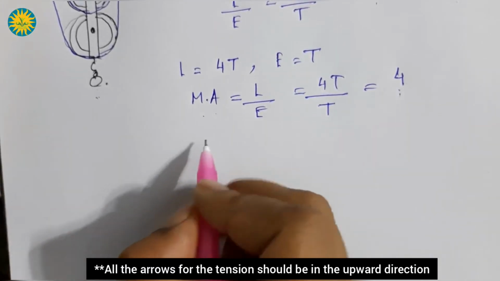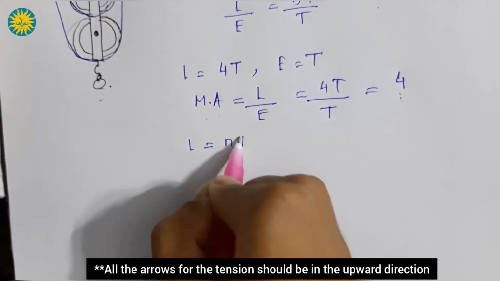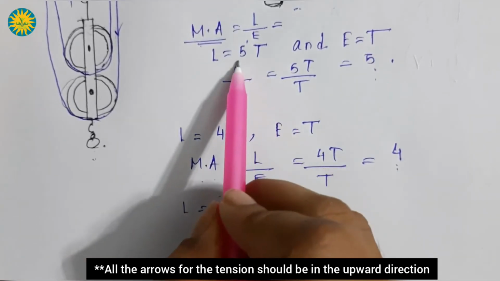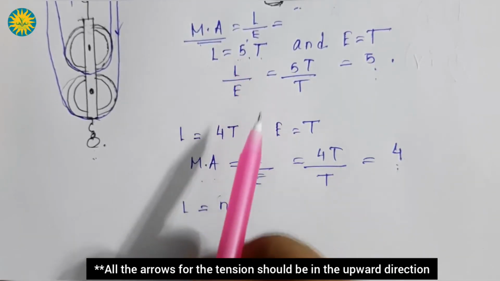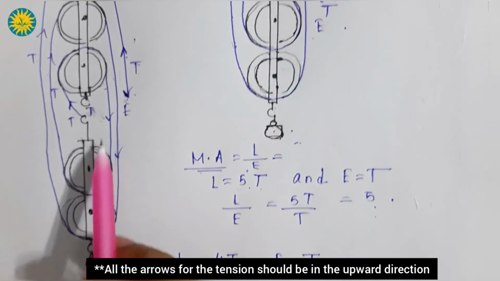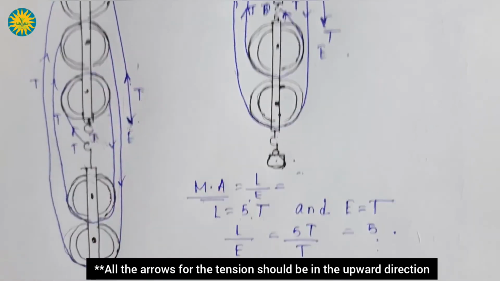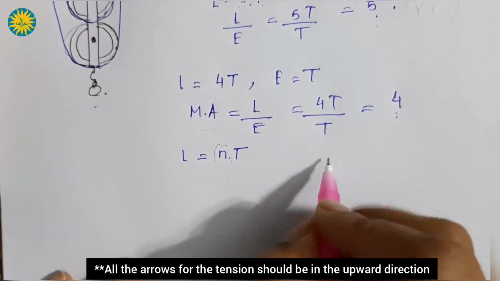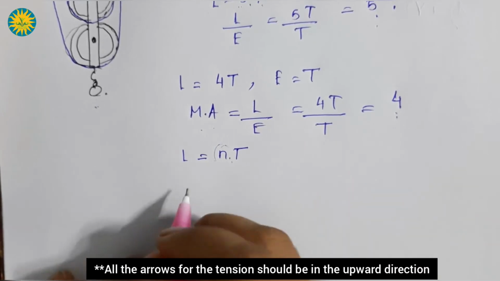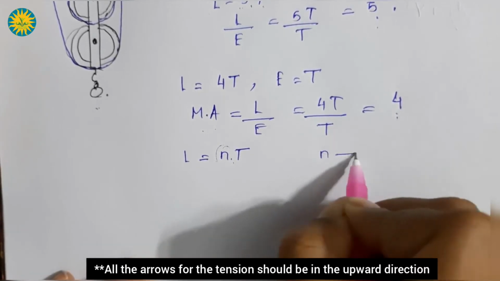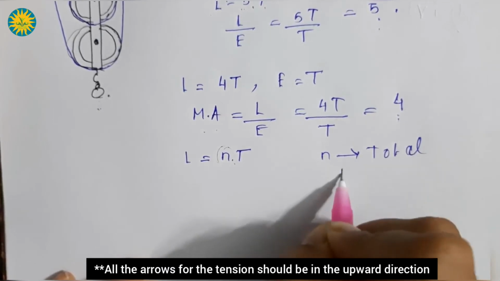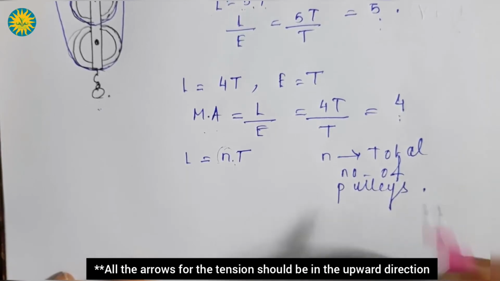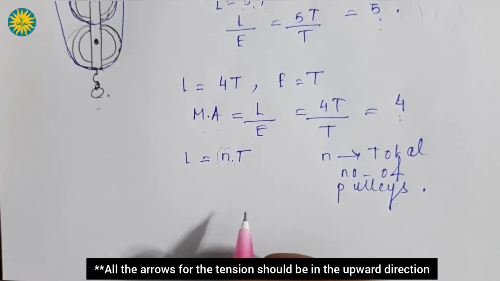See, if you say that L equals NT, suppose N is your total number of pulleys. Now you see over here L equals 5T. So your 5 was what? Total number of pulleys for this one. So here you can write N. N is actually your total number of pulleys. For the first case my total number of pulleys was 5 and for the next it was 4.